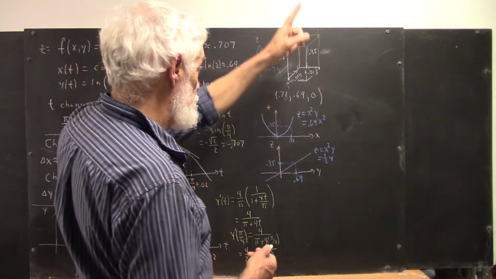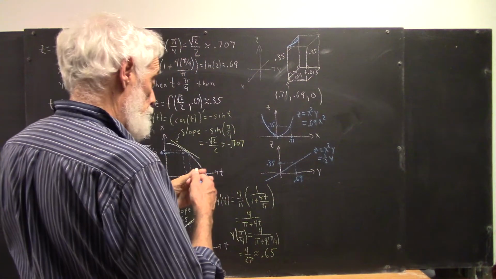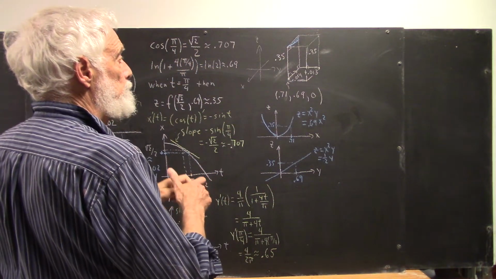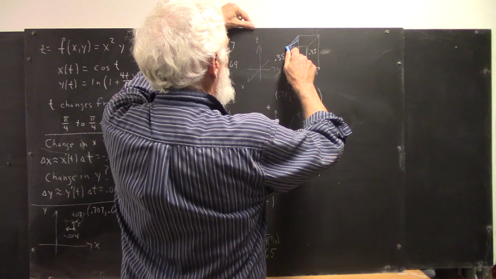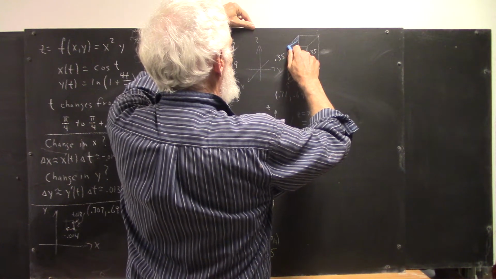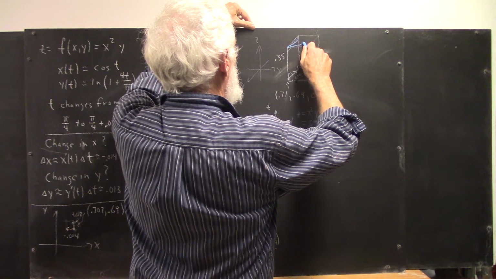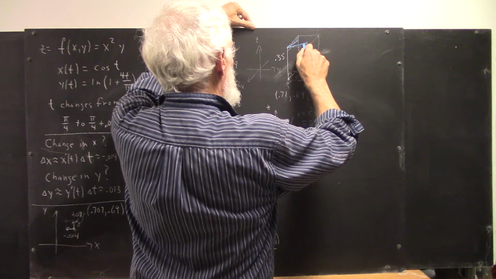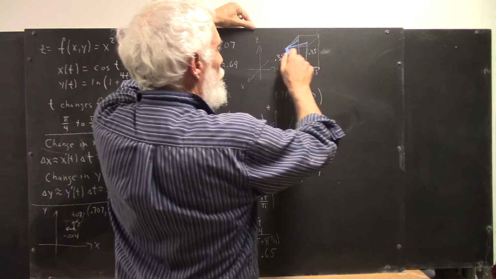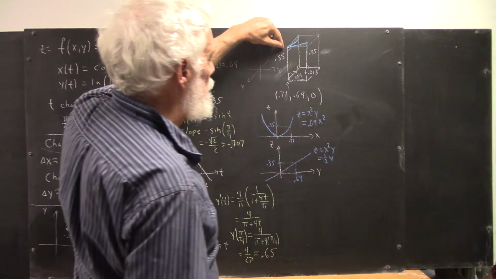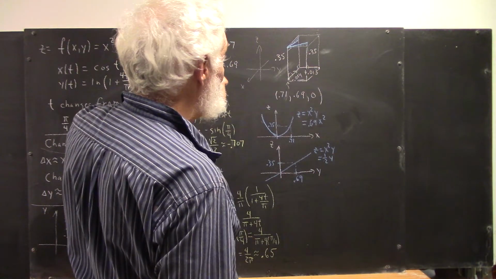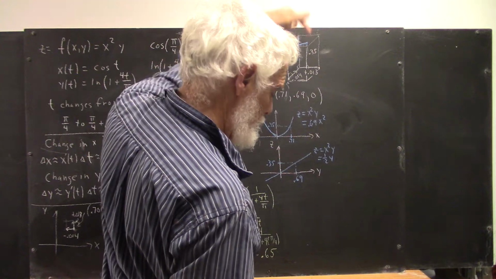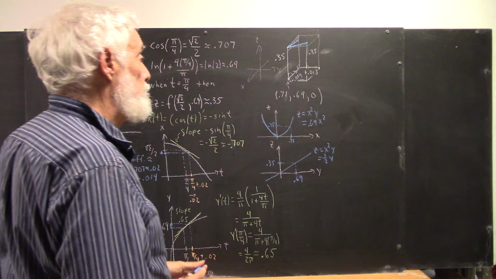Y goes this way, so it's going to be rising as we move in this direction. I'm just going to draw a representation of that. Again, the scales are not consistent, but I draw this on top of this edge of the solid that I've drawn here.